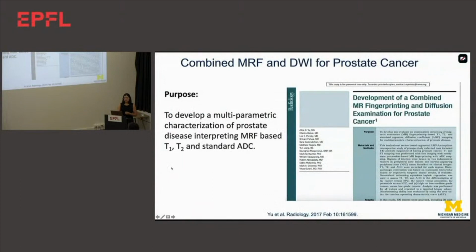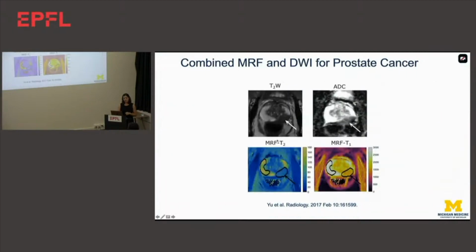This is work that is being done in the prostate. This is another really great application of quantitative techniques like fingerprinting. Here the goal was to assess T1 and T2 along with conventional ADC in patients with prostate cancer. You can see the conventional T2 weighted image with the hypointensity where the lesion is. There's also reduced ADC, which is what we would expect. And then here the fingerprinting T2 and T1 maps. Here's the area of the lesion, and this is just the regular transition zone in the prostate.